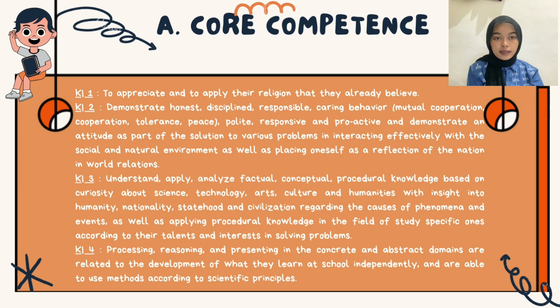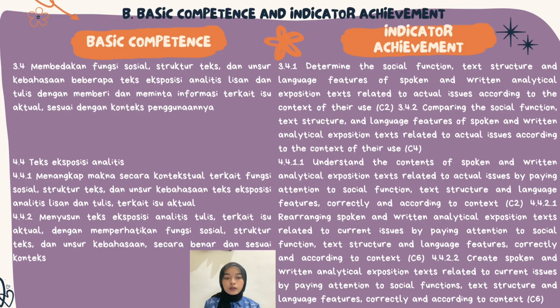For the core competencies, please pause this video and read it yourself because it's quite long to read. The core consists of spiritual and social competencies. Okay, now I will continue to the basic competence, which consists of knowledge and skill competencies along with the indicator achievement. Number 3.4.1 is determine the social function, text structure, and language feature of spoken and written analytical exposition text related to the actual issues according to the context of their use.